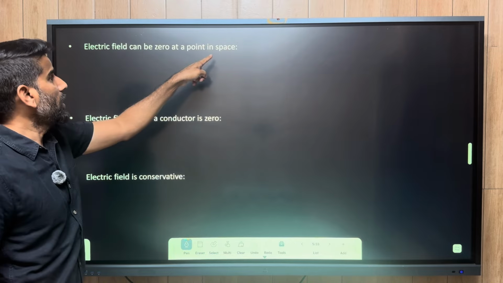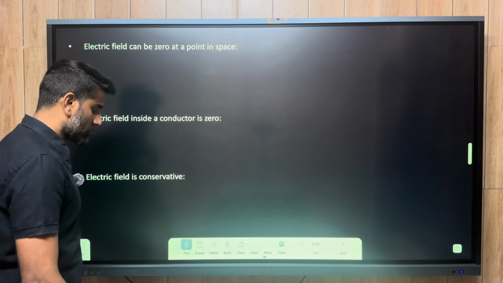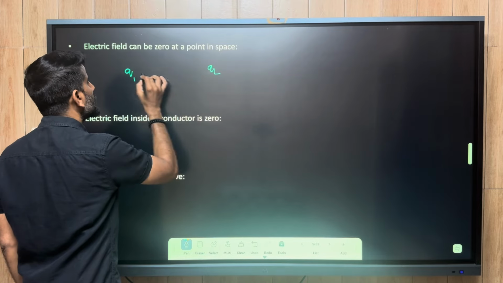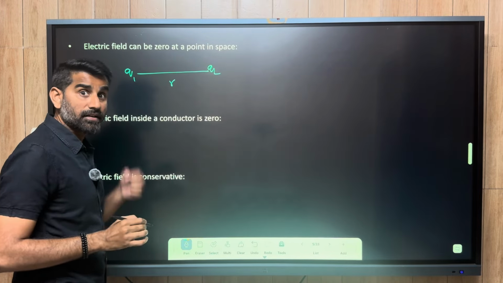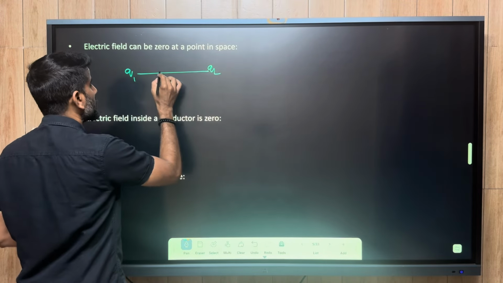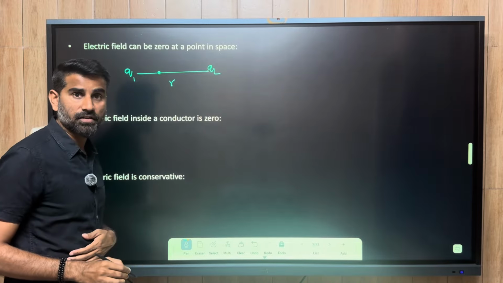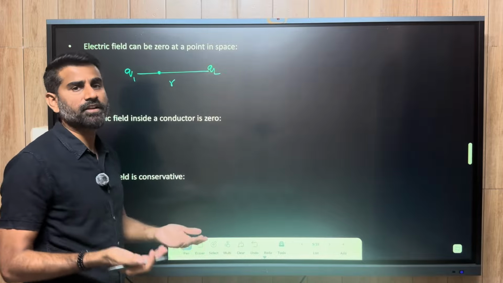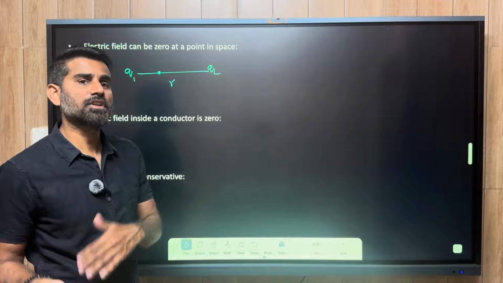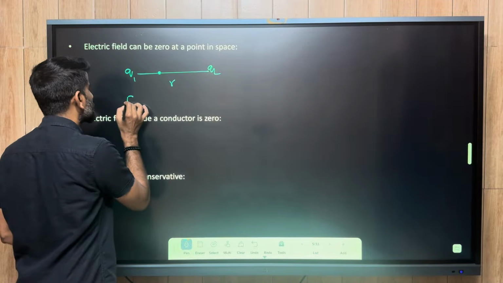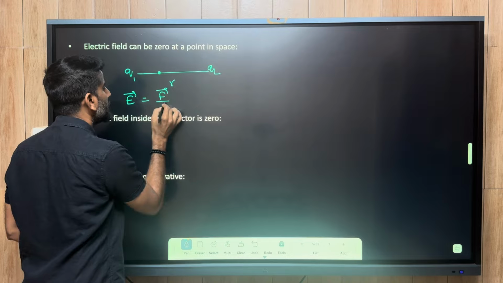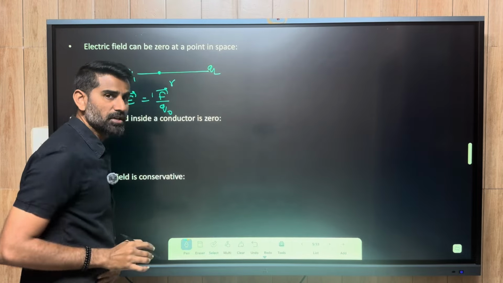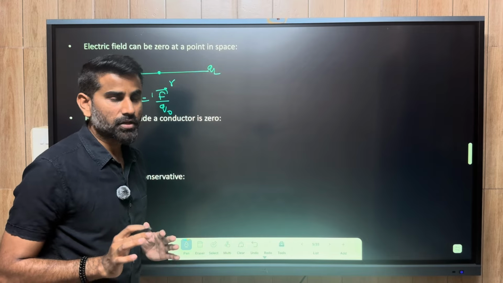Okay, electric field can be zero at a point in space. In the Coulomb's law equilibrium concept, we have learned that when two charges Q1 and Q2 are separated by a distance r, there is a possibility for the net force to be zero on a third charge somewhere in between the two charges. If the net force is zero, then the net field also must be zero, or vice versa. If field is zero, the force also must be zero. According to the equation, electric field is equal to F by q naught. If force is zero, then field must be zero. If field is zero, then force must be zero. I hope my point is clear to you, right?